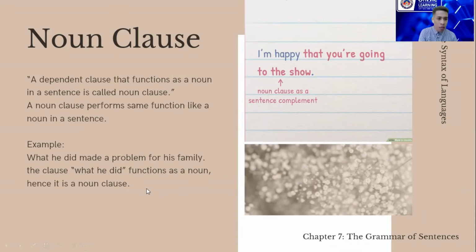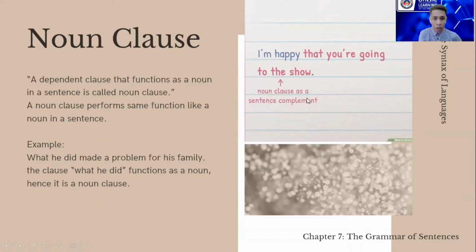For example, what he did made a problem for his family. This one is a dependent clause because it is not actually stated what the problem is in the sentence. So in what he did made a problem for his family, the noun clause there is what he did. Why? Because he is our subject, our noun. Next, I am happy that you're going to the show.